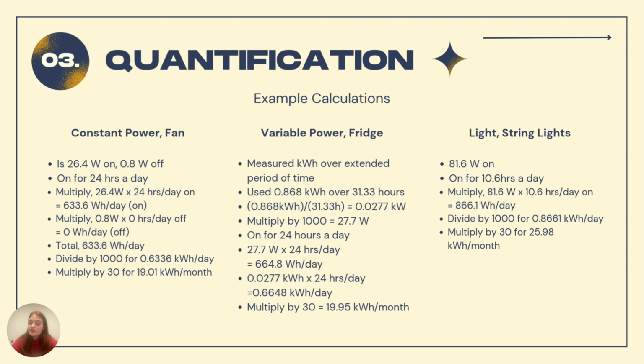Lastly, string lights, very similar to the constant power of the fan, 81.6 watts on, and is on for 10.6 hours a day. Multiply these values together and you get 866.1 watt hours a day. And all of these calculations also show how you get to kilowatt hours per day and kilowatt hours per month.